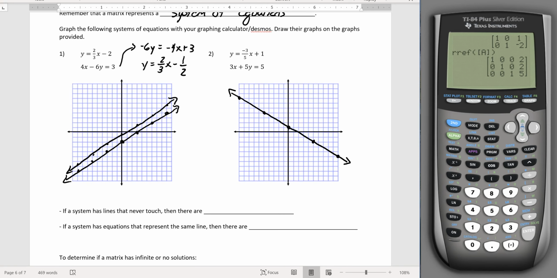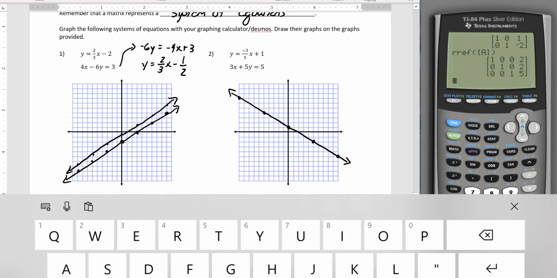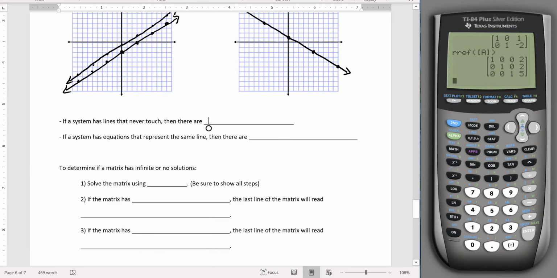Go ahead and graph them on the coordinate plane provided, and then we will move forward after you do that. All right, hopefully we got these graphed. They look like this. On number 1, I can see that the lines never touch. In that case, that means that there are no solutions, right? Those lines are never going to touch.